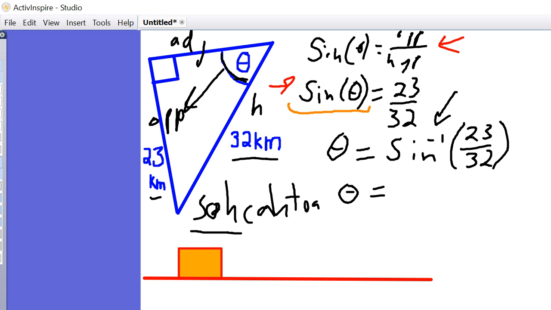And we get 45.95. That's not our answer. It's an answer, but it's not our answer. Why?